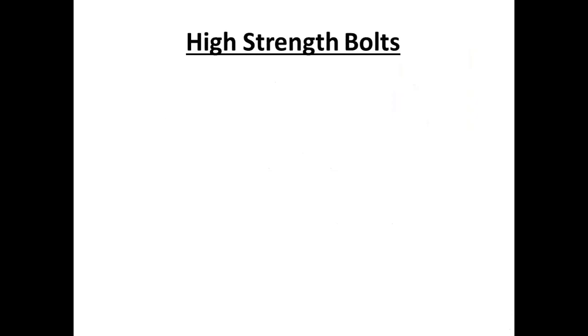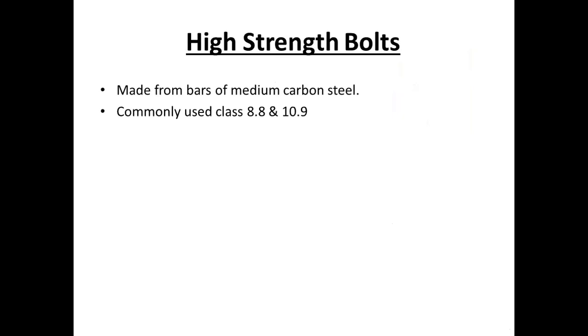Now next is high strength bolts. High strength bolts are generally made from bars of medium carbon steel. Bolts of property class 8.8 and 10.9 are commonly used in steel structures, right? Bolt sizes of M16, M20, M24, and M30 are generally used in practice.